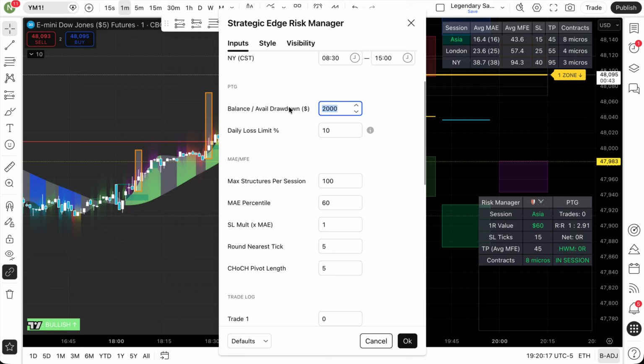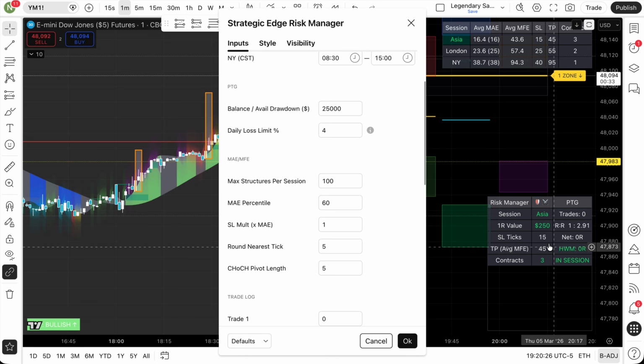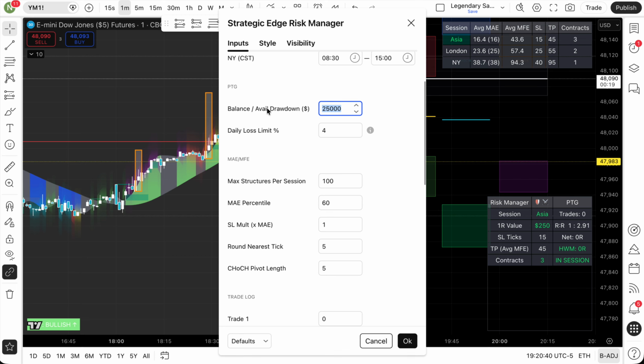So let's say you had a $25,000 personal account and you wanted to risk 4% per day. Well, your 1R value would be $250. You'd be risking 1%, and that's what you're looking at. So that's how this all breaks out. We'll bring this back to prop firm standards. Why three trades in the clip?